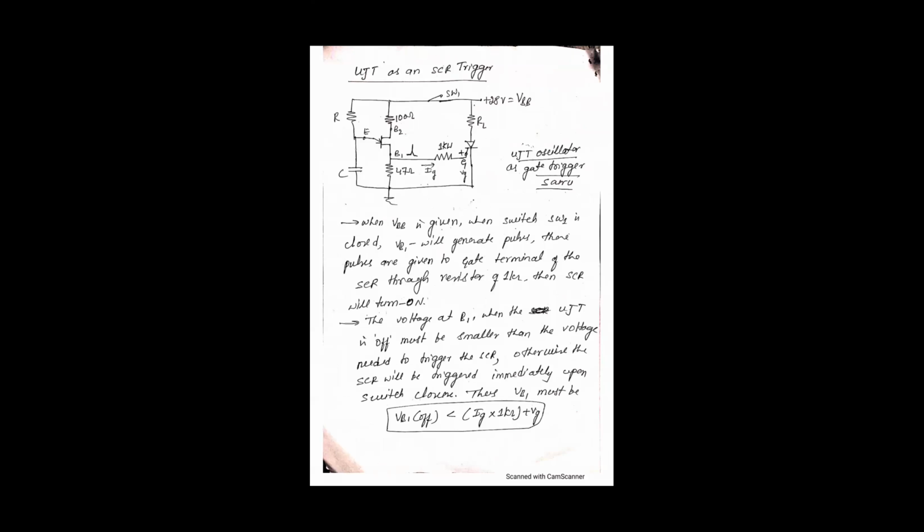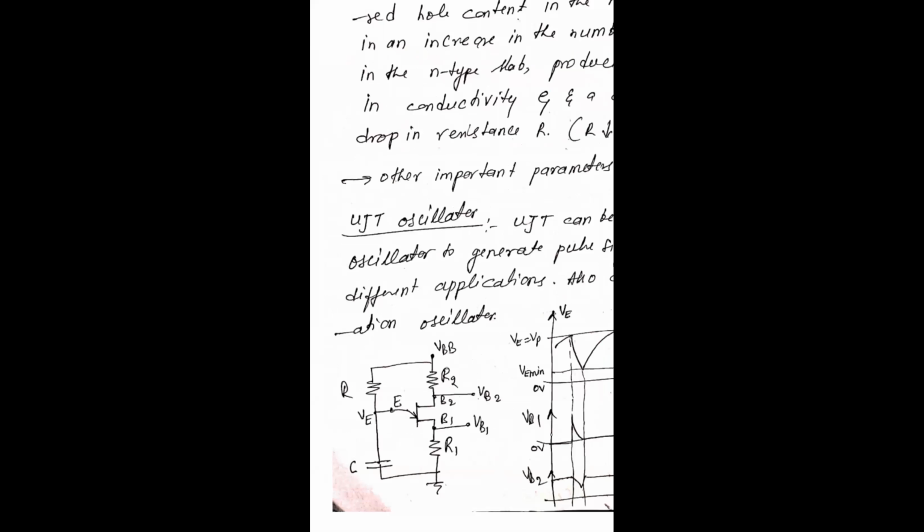That is UJT as a relaxation oscillator. We know the oscillator, without giving any AC signal, we are able to generate oscillations. So here using UJT, we are able to generate pulses. Those pulses I will be using to drive the gate terminal of an SCR, so that the SCR is going to be turned on.